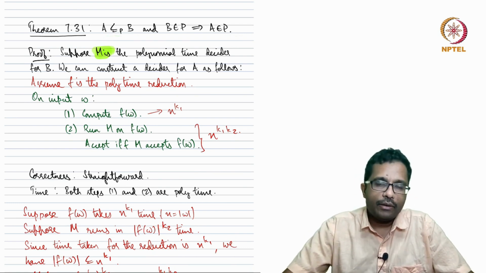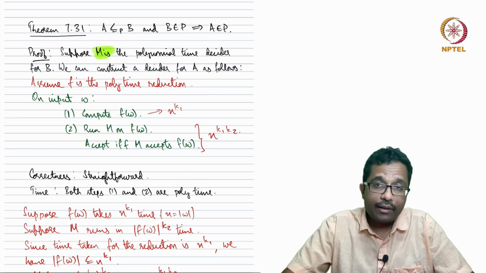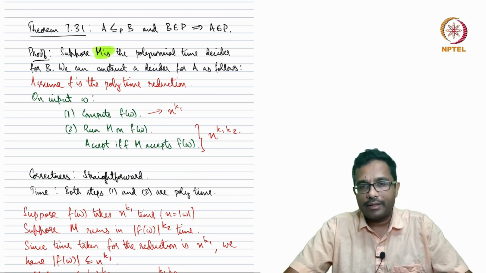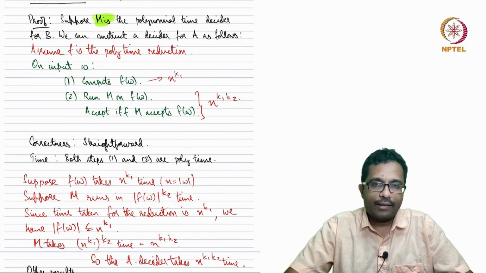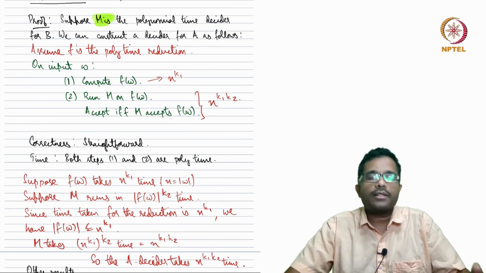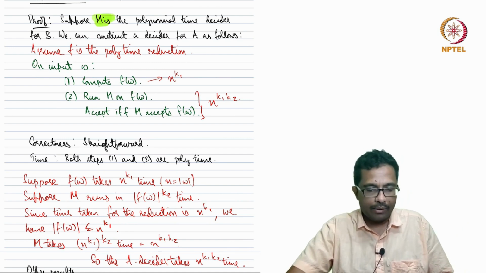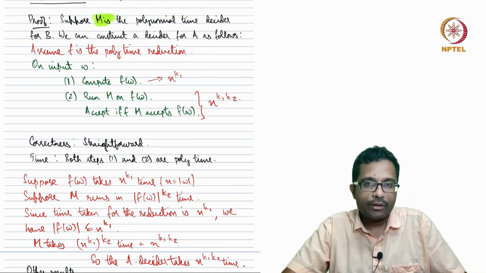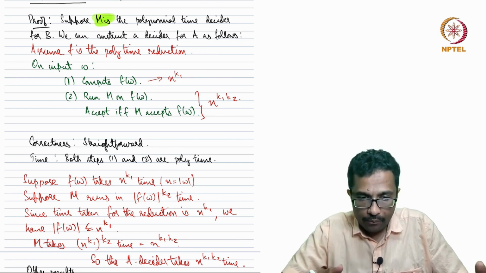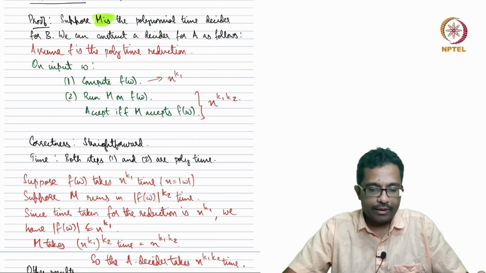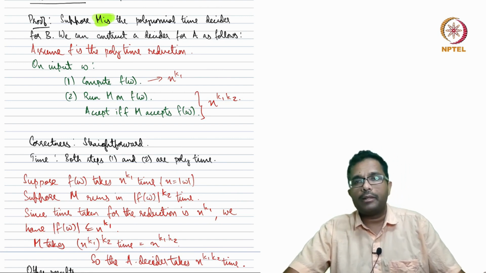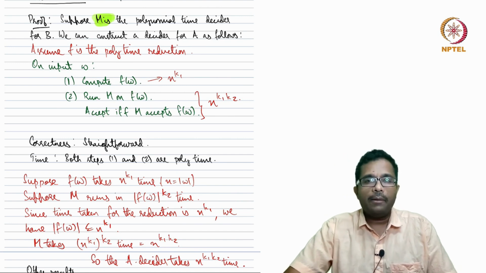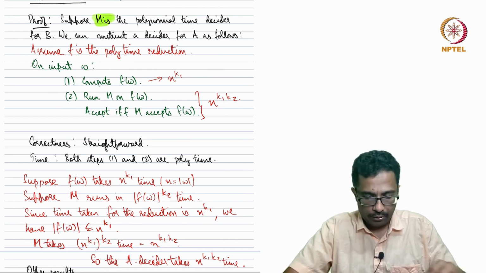We convert the A instance to a B instance, and then we run the B decider on the reduced instance, and the correctness is quite clear. The running time for the whole process is the running time for the conversion, which is n power k1, plus the running time for running the decider on the reduced instance, which is the length of the reduced instance power k2, which turns out to be n power k1 k2. So the whole running time is n power k1 k2 plus n power k1, which is dominated by n power k1 k2, which is a polynomial time in the length of the input.